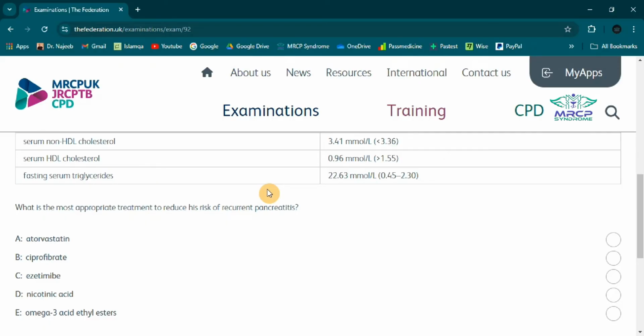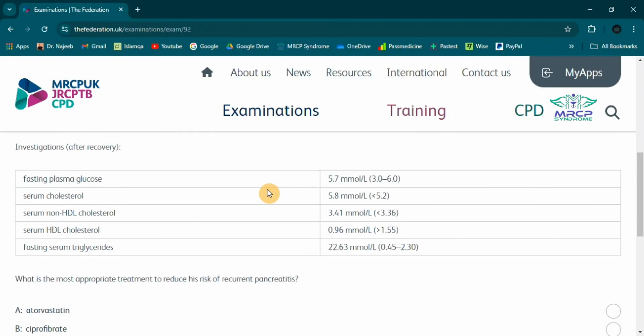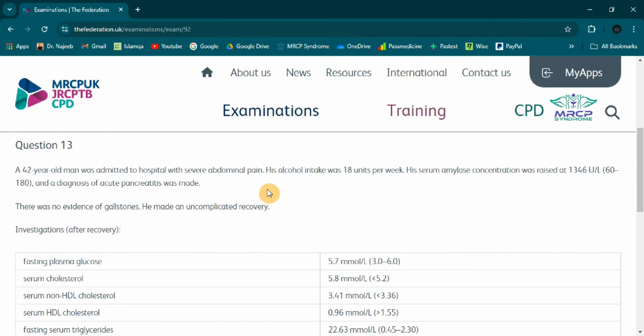What is the most appropriate treatment to reduce his risk of recurrent pancreatitis? Atorvastatin, ciprofibrate, ezetimibe, nicotinic acid, omega-3 acid ethyl esters. A 42-year-old man was admitted to hospital with severe abdominal pain. His alcohol intake was 18 units per week. His serum amylase concentration was raised at 1346 units per liter, and a diagnosis of acute pancreatitis was made. There was no evidence of gallstones. He made an uncomplicated recovery.